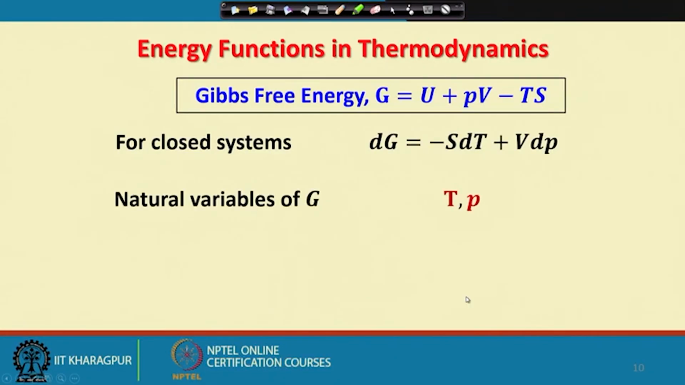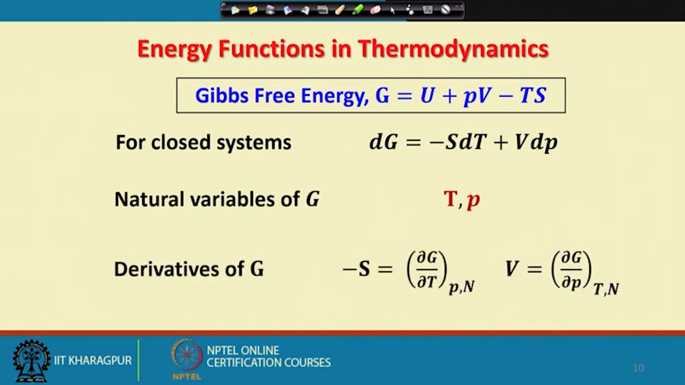The natural variables of G are T and P, and once again, if you know G, you can get the negative of entropy as the partial derivative of G with respect to temperature under isobaric conditions, and you can retrieve volume as the partial derivative of G with respect to pressure under isothermal conditions.